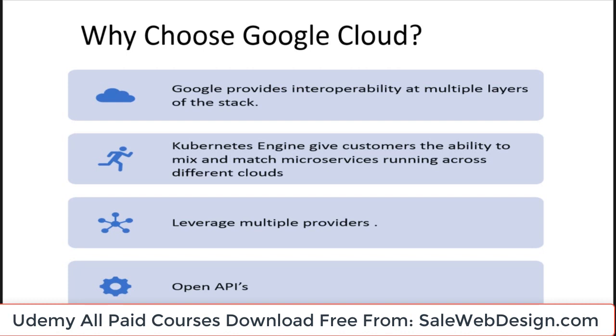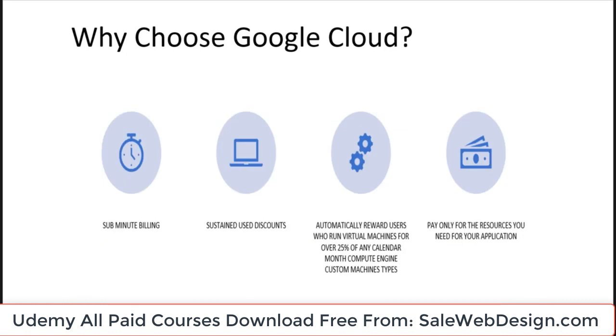You can leverage multiple providers. For example, you have the ability to go on-prem or over to AWS, especially if you want to use Stackdriver. There's a hybrid monitoring solution called Stackdriver we'll talk about. Google supports open APIs, which, for example, AWS does not, especially if you're looking at deploying a cloud endpoint. We're going to talk more about that in the DevOps part of the course.